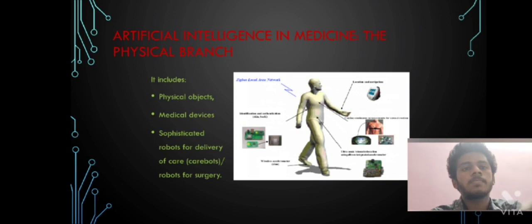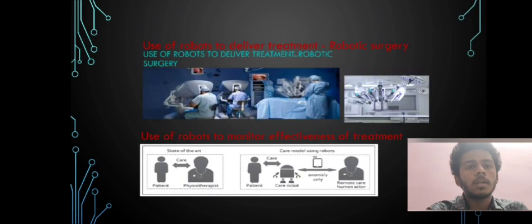Reinforcement learning is the use of sequences of rewards and punishments to form a strategy for operation in a specific problem space. And the second one, the physical branch, includes three objects: physical objects, medical devices, and sophisticated robots. What are sophisticated robots? They are robots for deliveries, also called carebots, and robots for surgeries. The use of robots to deliver treatment is the recent trend.